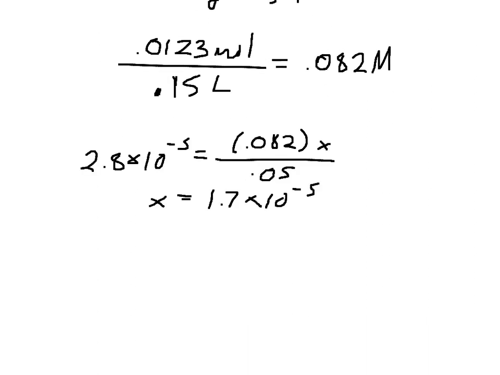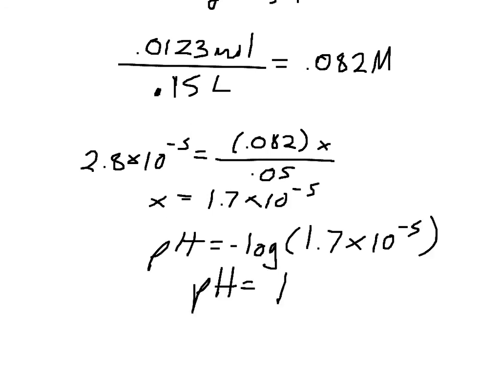And I get an X value of 1.7 times 10 to the negative fifth, which will be equal to my hydrogen concentration. I can plug that into my pH equation, and I get a pH of about 4.77.